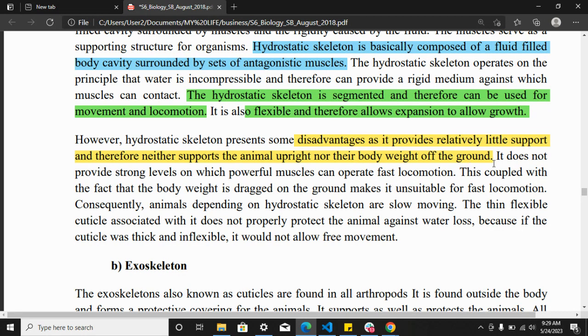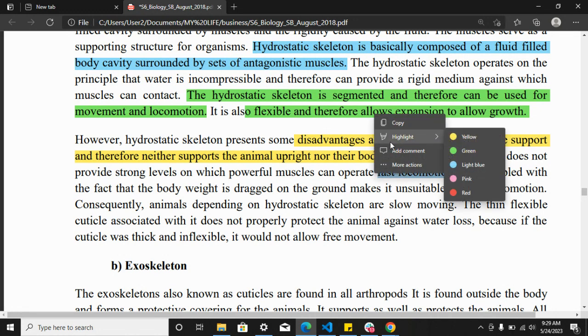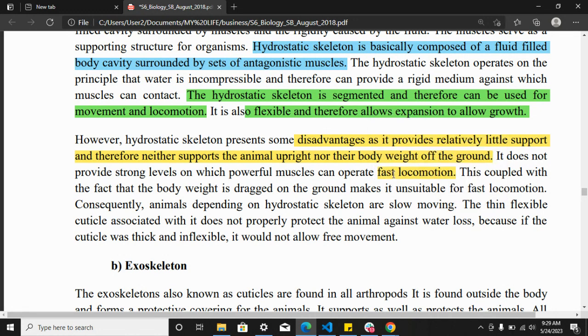No, it does not provide strong levers on which powerful muscles can operate fast locomotion. Ntabwo ifite ama strong levels of muscles zishobora gutuma organism yakora locomotion ariko yihuse. It can do locomotion ariko locomotion yakora yaba iri very slow. Rero kubera skeleton uburyo iteye ntabwo organism yabasha kwihuta. So this coupled with the fact that the body weight is dragged on the ground makes it unsuitable for fast locomotion.